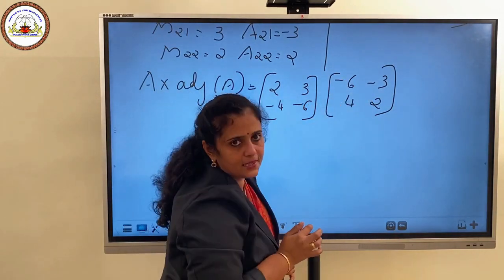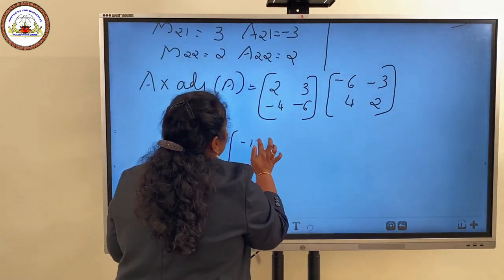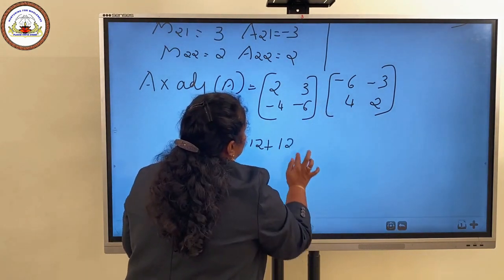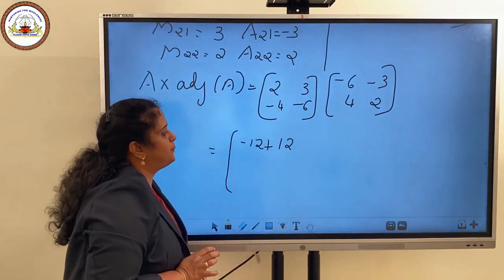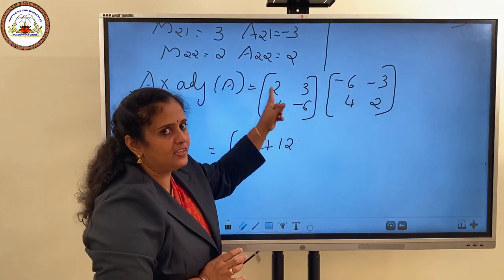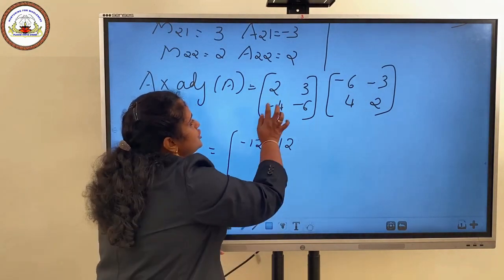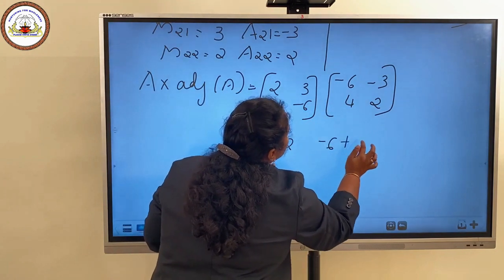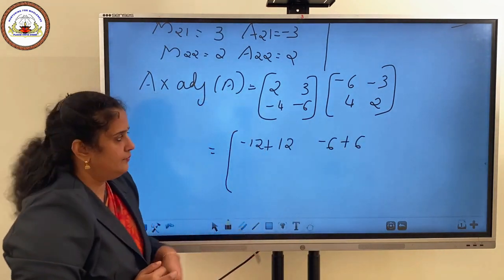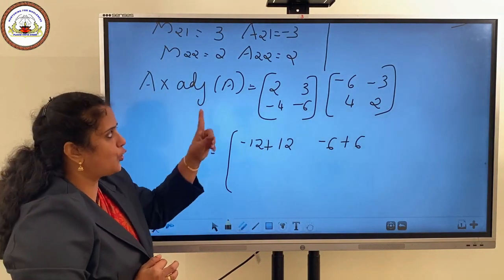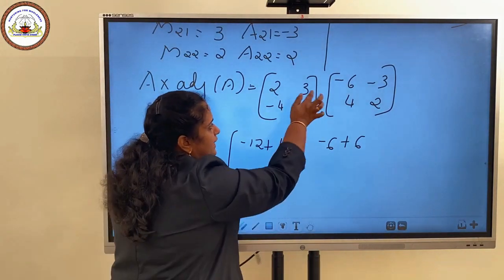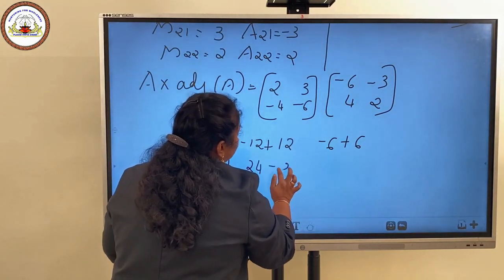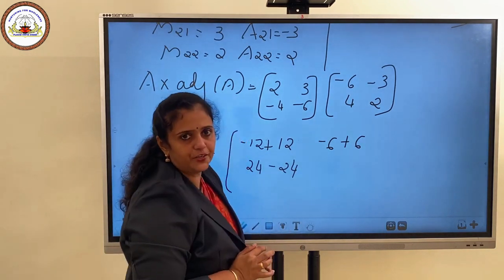2 into minus 6, the answer is minus 12, plus 3 into 4, that is 12. The first element is minus 12 plus 12. Then we multiply the first row into the second column: 2 into minus 3, that is minus 6, plus 3 2s are 6. Then the second row into first column: minus 4 into minus 6, 24, and minus 6 into 4, minus 24.